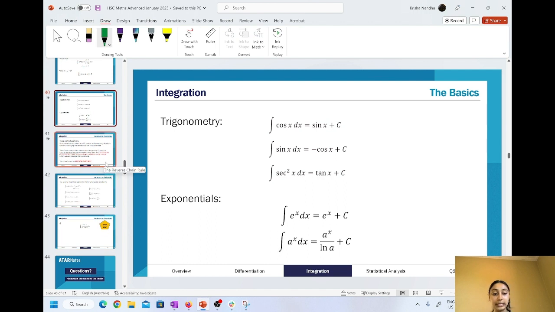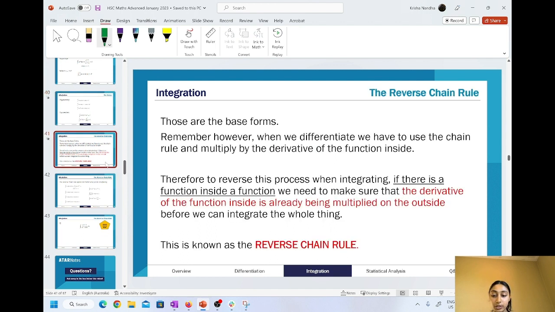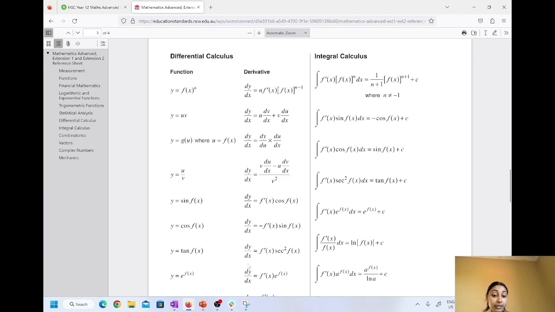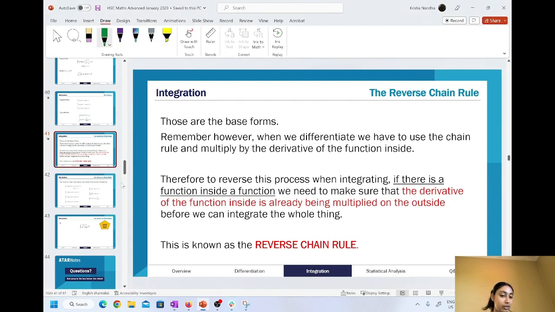We're going to get to a question in a sec, but just a little bit longer. So those were just the base forms. So just as I was saying before, we have other functions as well, like functions within functions. So the reverse process that we actually use is known as the reverse chain rule. So if there's a function within a function, then you'll see in pretty much all of these, we need the derivative of the function on the outside. Yeah, so that is the reverse chain rule. So the main form that you'll get your integration will be as a reverse chain rule integration.